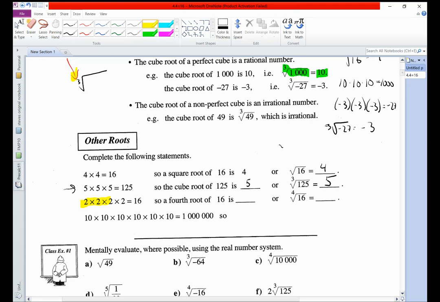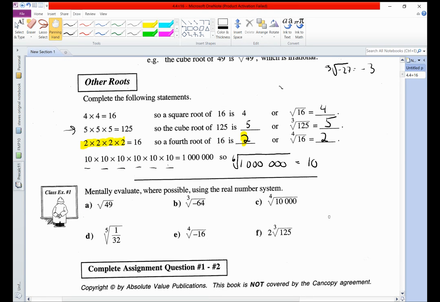So 2 times 2 times 2 times 2 is equal to 16. So the 4th root of 16 is going to be 2. That pen doesn't want to switch today. And they wrote it here, the 4th root of 16 is going to equal 2. Then you can do the same thing for higher ones. Here we go. 10 times 10 times 10 times 10 times 10 times 10. That's 6 times, right? 1, 2, 3, 4, 5, 6 is equal to 1,000,000. So the 6th root of 1,000,000 is 10.